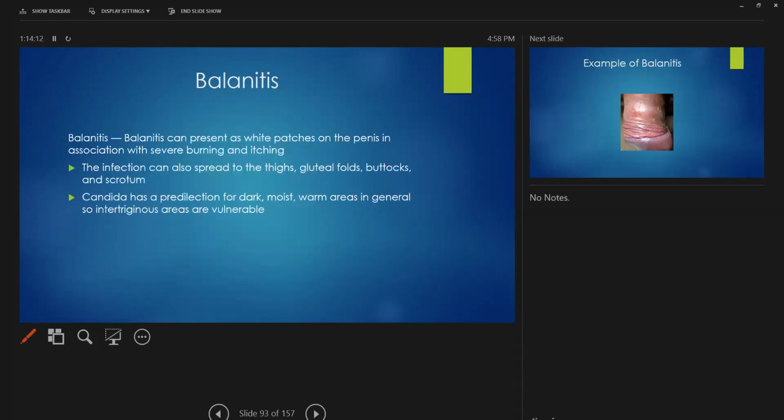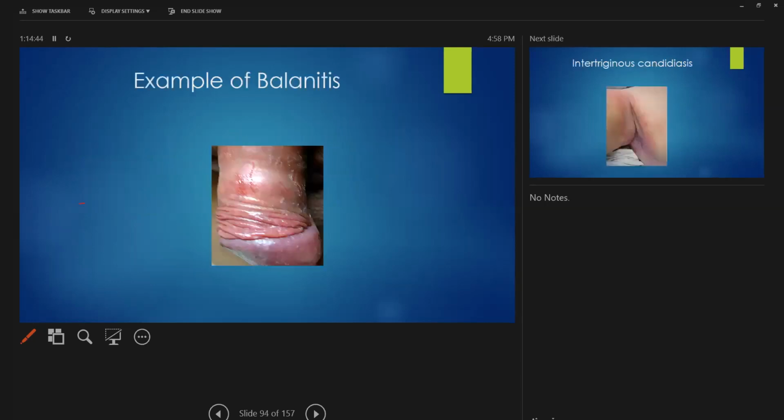Balanitis is associated with the penis. There are these white patches, cause severe burning and itching, can also be in the thighs, gluteal folds, and buttocks, but that would not be called balanitis. It would just be a fungal infection of those areas. But candida, so yeast, really likes these dark, moist, warm areas, and so those are sites that are particularly vulnerable to yeast infection. So there's an example of balanitis.